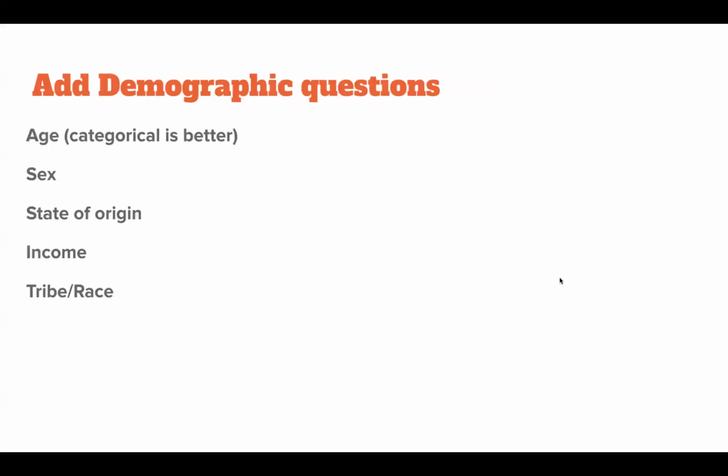So moving forward, other questions that are standard for you to ask in a survey are about their demographics. For example, even though it's not related to what you're interested in, it's standard practice to ask people their age, their sex or gender, their state of origin, their income, their tribe, race. It depends on where you stay. There might be more demographic questions.